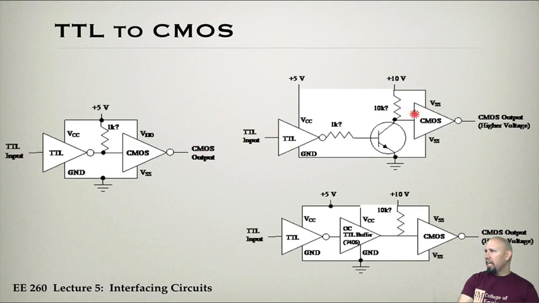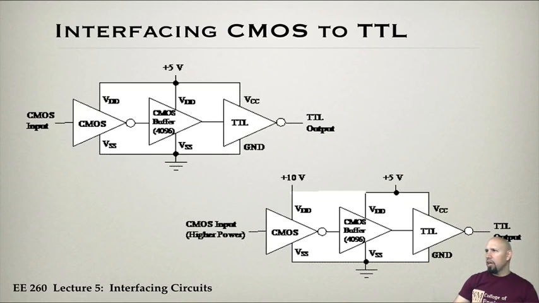Here, this is TTL in and CMOS out at a higher level. Here's TTL and CMOS out at a higher level. So notice there's a number of different things that can be used. Notice that in between here, this one actually uses a buffer. So more complicated circuit. So these are some circuits that can be used to do the conversion from TTL to CMOS.